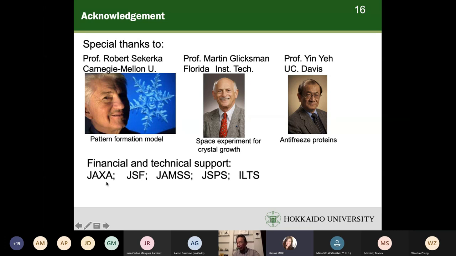Thank you so much, Professor Furukawa, for that really interesting presentation about ice crystal growth. It's really interesting to understand that the fundamentals of ice crystal growth really connect to understanding about the planetary system and many other things. So thank you so much.